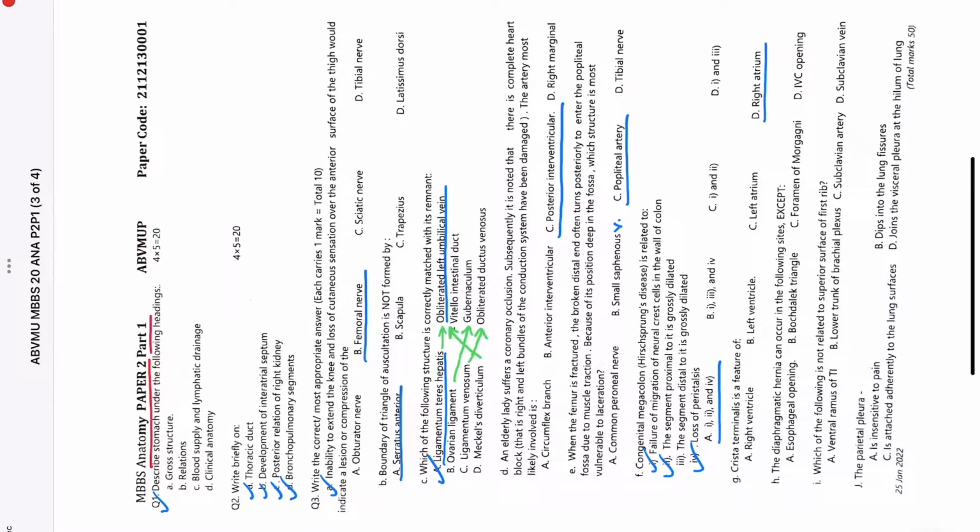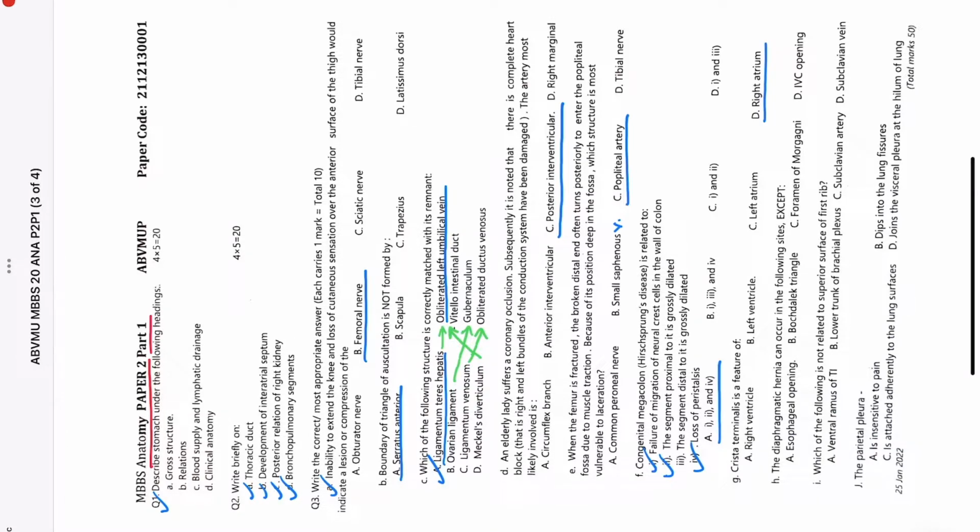Bochdalek triangle, remember it's located posterolaterally. It's a gap in the diaphragm because of the pleuroperitoneal communication, which is sometimes not blocked, that leads to a Bochdalek gap in the posterolateral portion of the diaphragm. So it's the commonest congenital diaphragmatic hernia. Remember, Bochdalek is the commonest congenital diaphragmatic hernia. And sliding hernia through the esophageal opening is the commonest diaphragmatic hernia in adults.